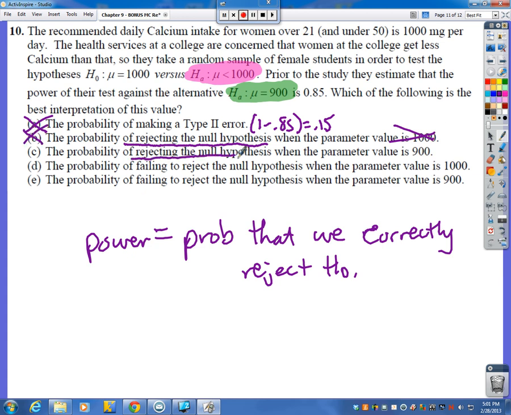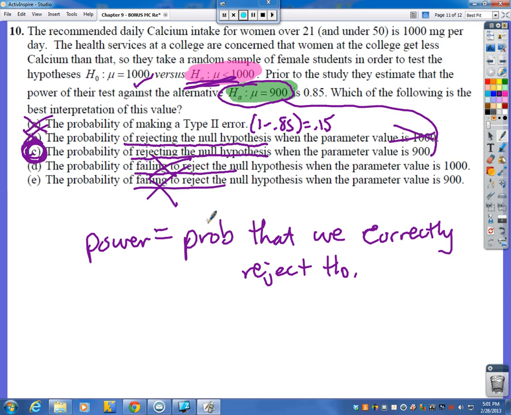Probability of rejecting the null hypothesis. So yes, let's reject when the parameter value is 900. That is right, because if we're rejecting the null hypothesis, we are going in favor of the alternate. And they are giving us a specific value for the alternate in this case, which is the 900. So the probability of rejecting the null hypothesis when it's really 900 is our 85%. So it is C. And now D and E both say that it is the probability of failing to reject. And power is not about failing to reject, it is about rejecting. So that's why those two are wrong.